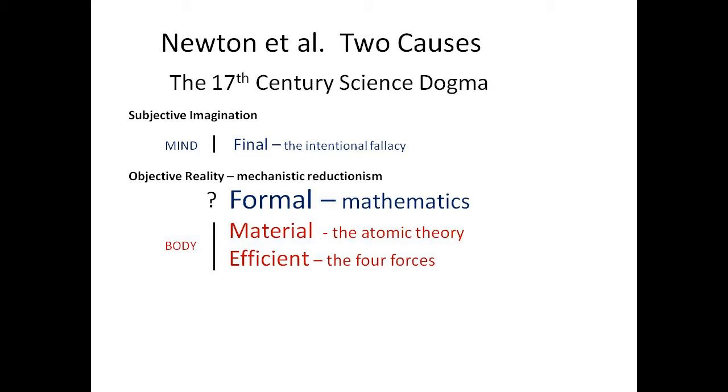Since it is obvious that people do make plans and do make decisions, this is insane. Thus was created the mind-body problem, which was resolved by dividing reality into two realms, the objective realm of objective reality and the subjective realm of the mind or imagination, which was not really real.